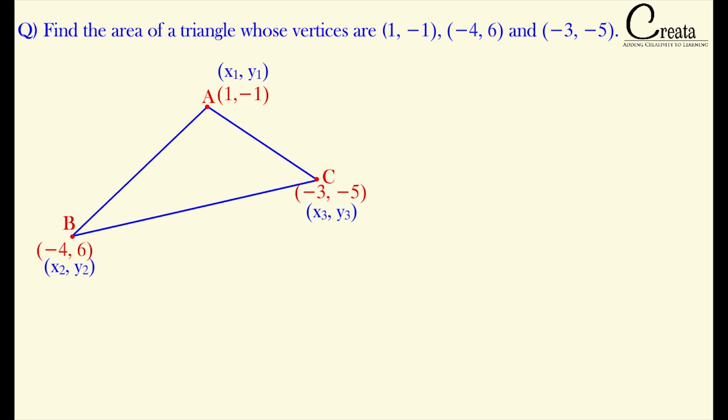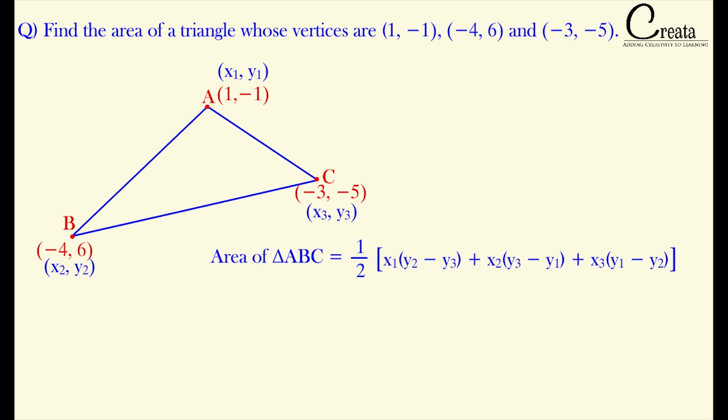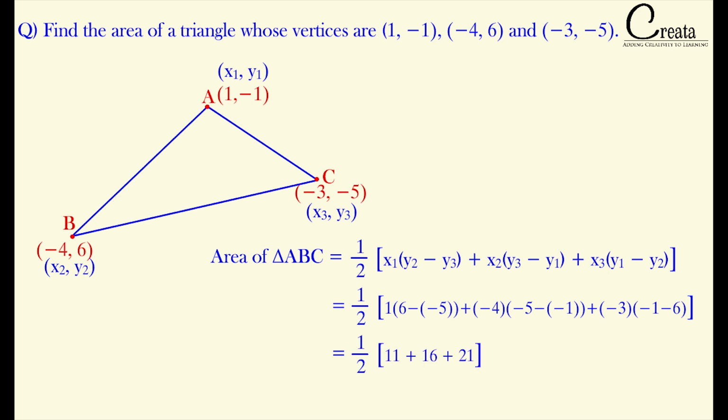So all the values of the variables are given. So we can directly apply our formula for the area of the triangle, which will be equal to half into x1 times y2 minus y3 plus x2 times y3 minus y1 plus x3 times y1 minus y2. Okay, let's put in the values and solve it. We got the area of the triangle as 24 square units. So this is the answer to the question. Very basic question, just to show you the implementation of the formula.